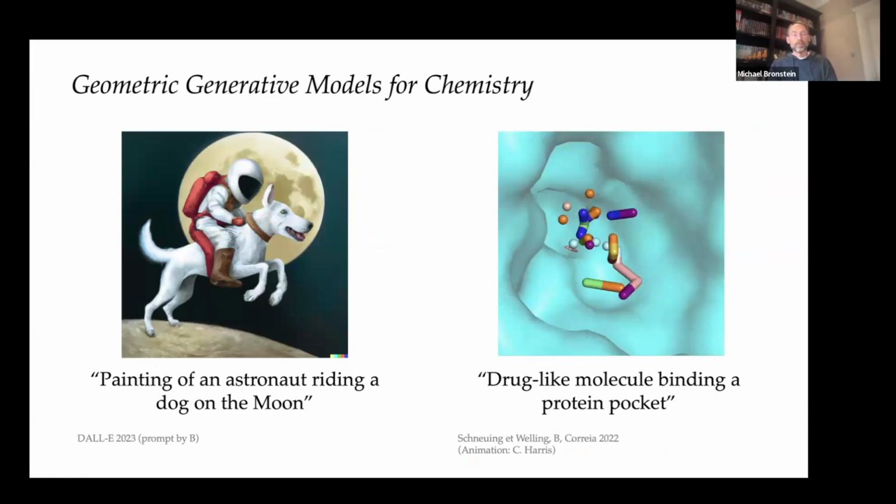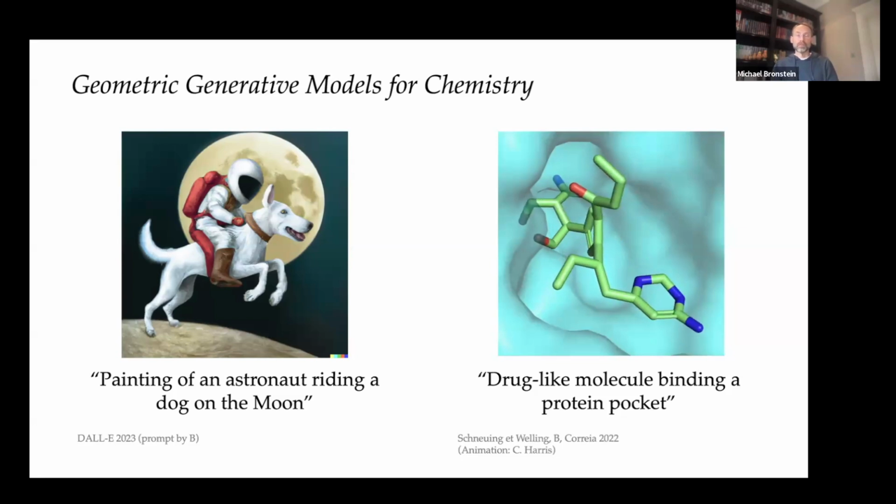In the same way as you can generate images, for example, with DALL-E or Midjourney, with diffusion models, you can also apply diffusion models to molecules. And there you want to make sure that your probability distributions, for example, are unaffected by rotations and translations, right? So you want some form of geometric invariance.